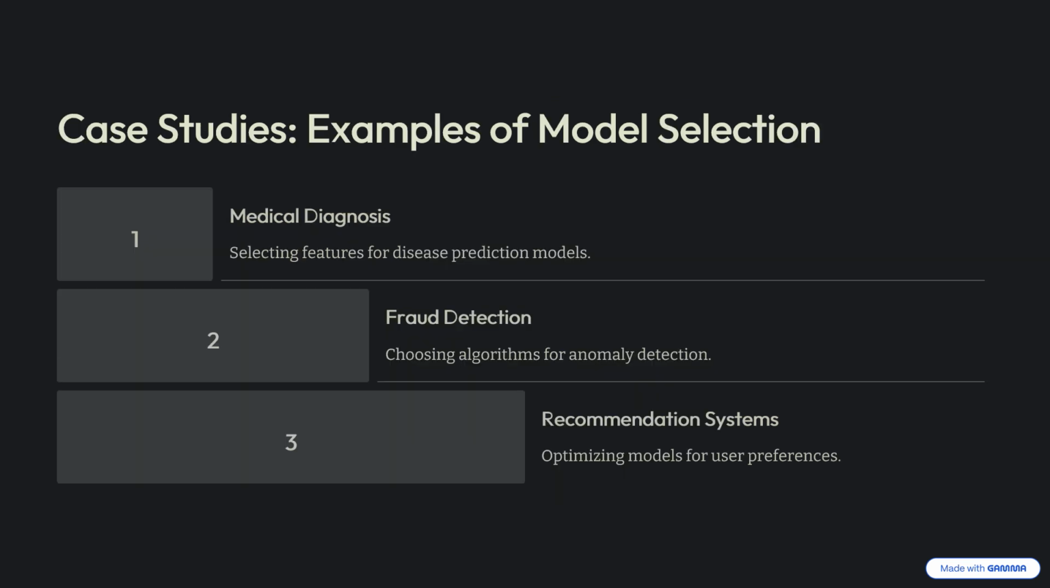Case studies. Let's look at some real-world examples. First, medical diagnosis. In medical diagnosis, selecting the best features and models helps predict disease more accurately. Second, fraud detection. Anomaly detection models must be finely tuned to minimize false alarms and catch real frauds. Third, recommendation systems. Choosing the right algorithms ensures better user experiences by accurately predicting preferences. Each domain benefits greatly from careful model selection tailored to its needs.